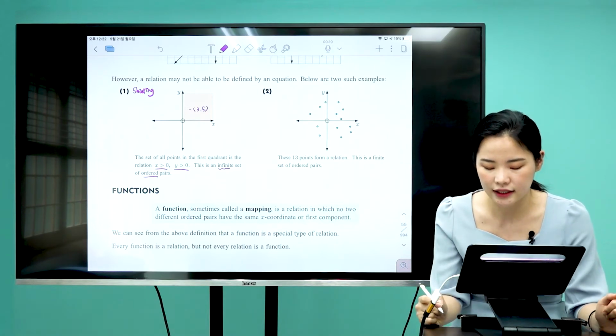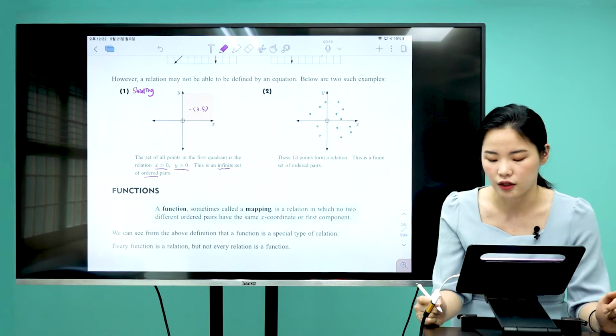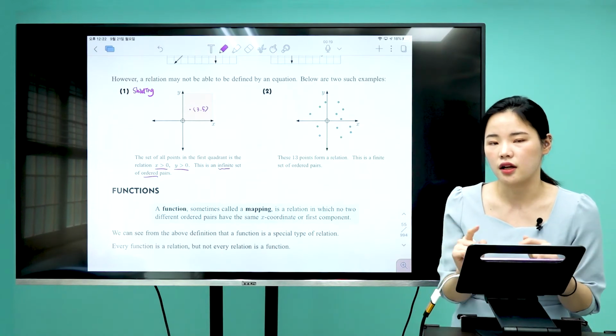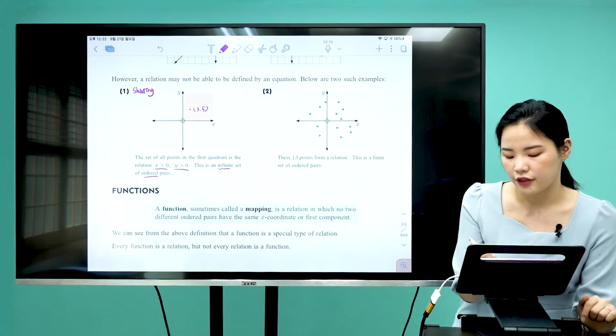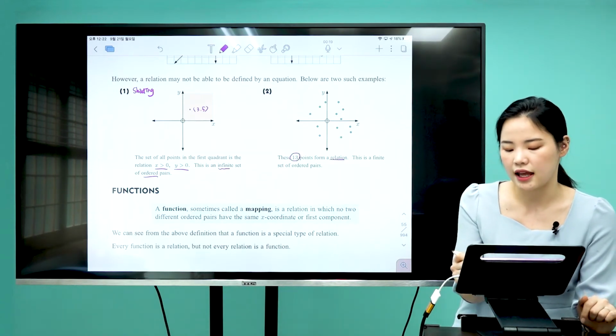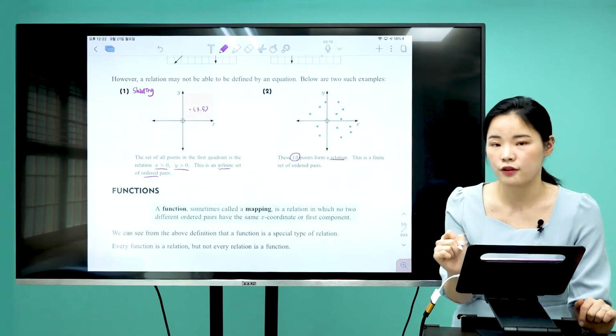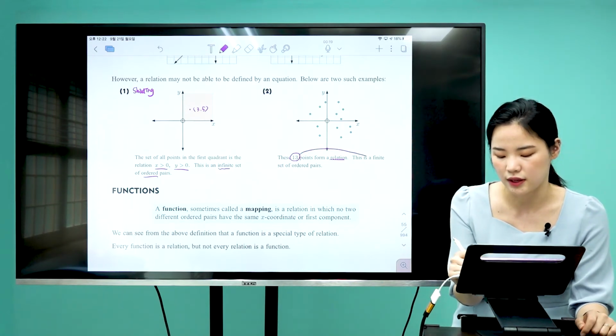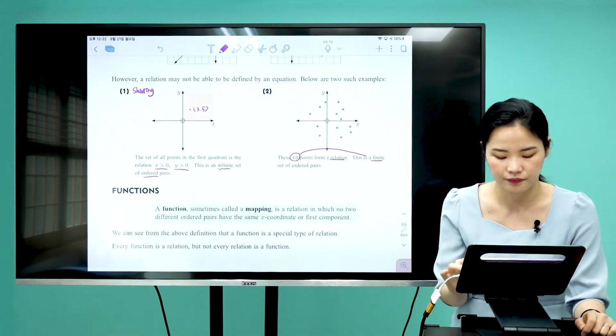However, the second way of representing a relation is just plotting down the coordinates on the Cartesian grid. So there are 13 points in the relation, and there is a finite set of ordered pairs. We can see there are 13, so that's why it becomes a finite relation.